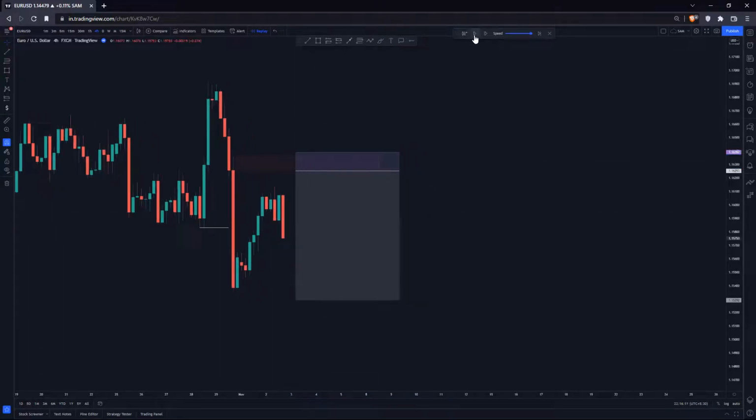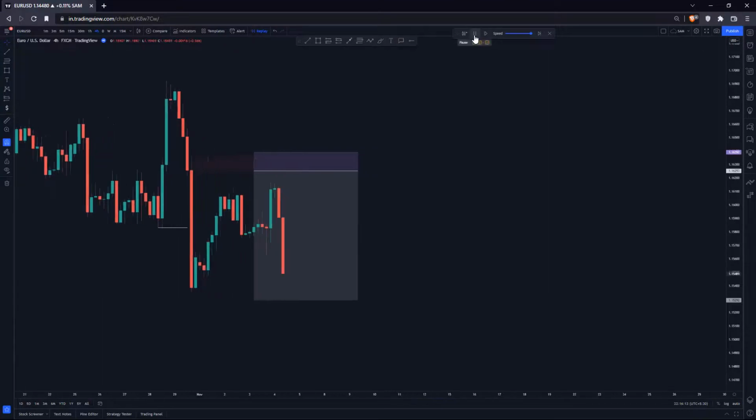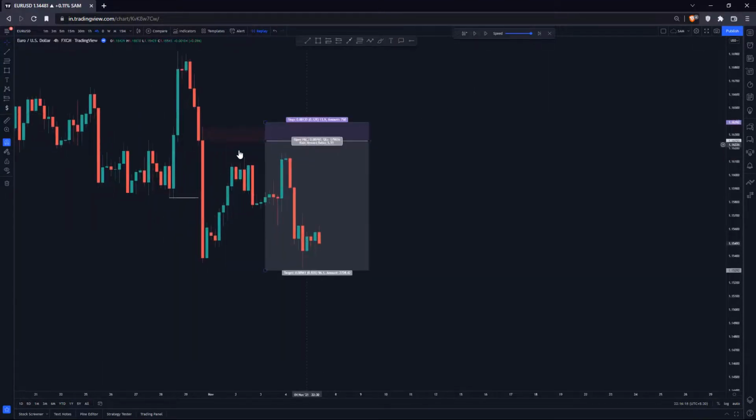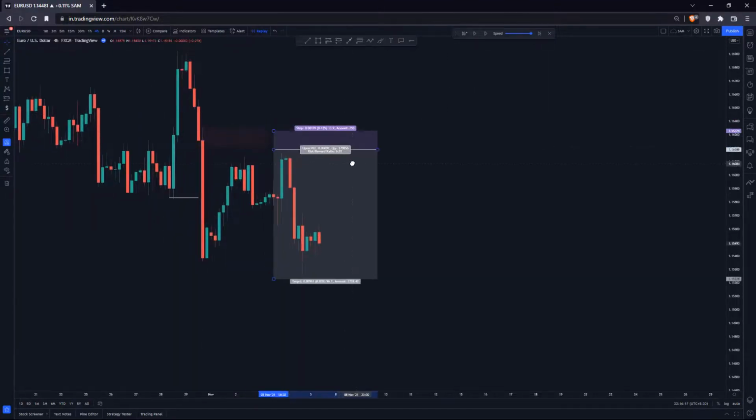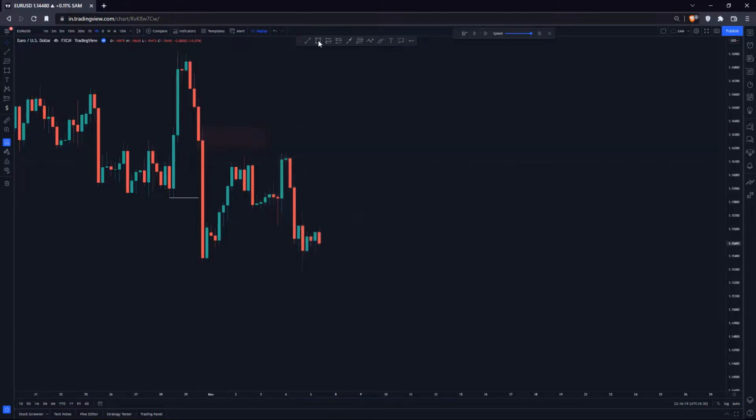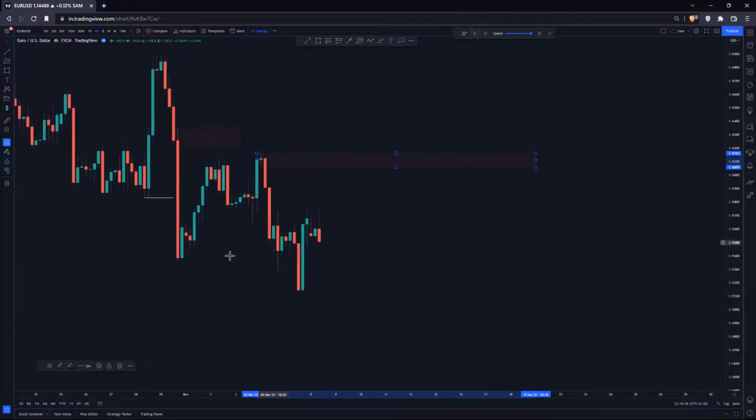Let's see if this will hold. Oh, it didn't. Missed by a pip. Even if I took this, still it was not. Yeah, anyways, now if this structure was, we need a closure below this. All right, we got the close.